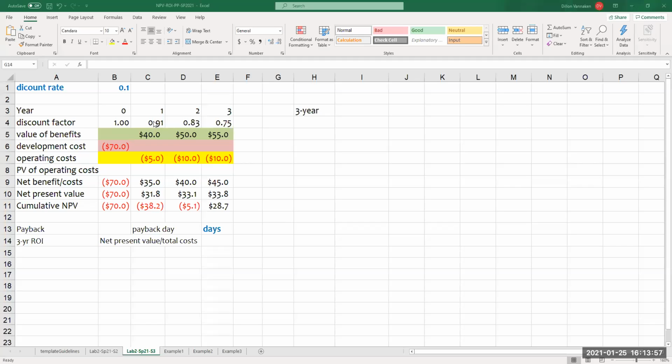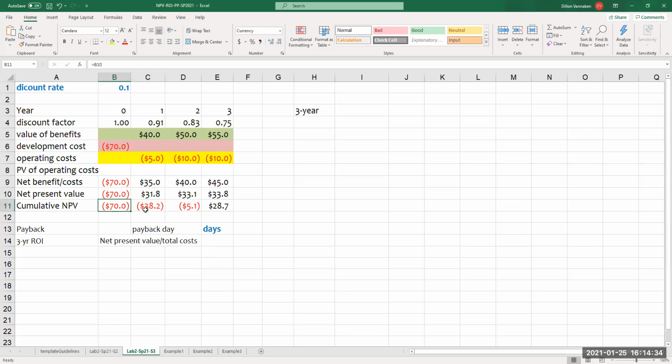Okay, so the first thing we did was we figured out this formula for the discount factor. We applied it to all of the discount factor cells. Then we used this formula that took the sum of the benefits, the development cost, and the operating cost, and we applied that to the net benefit and costs. Then for the present value, we took the net benefit cost times the discount factor in order to get the present value. And then we used that formula for all of those cells.